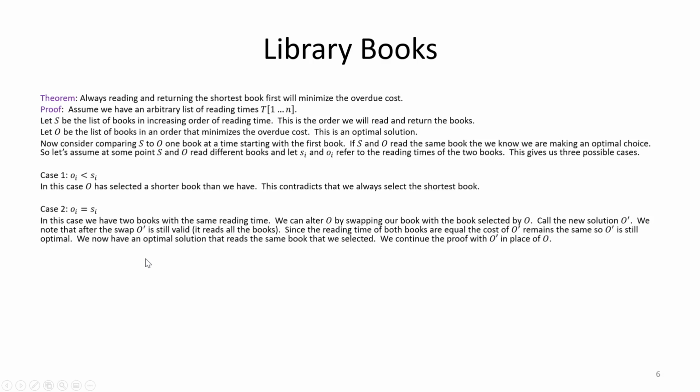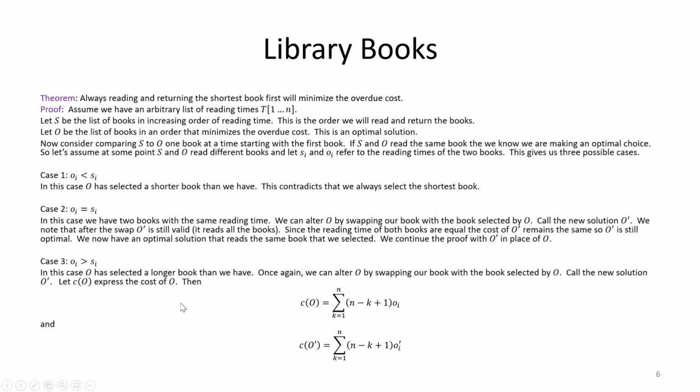And here's some foreshadowing. I said this proof's going to take 2 slides. Well, guess what? It's not going to fit all right here. So let's get started with case 3. Let's just immerse ourselves into case 3. What is case 3 saying? Well, case 3 is saying OI, the book that O selects, takes longer to read than our book.